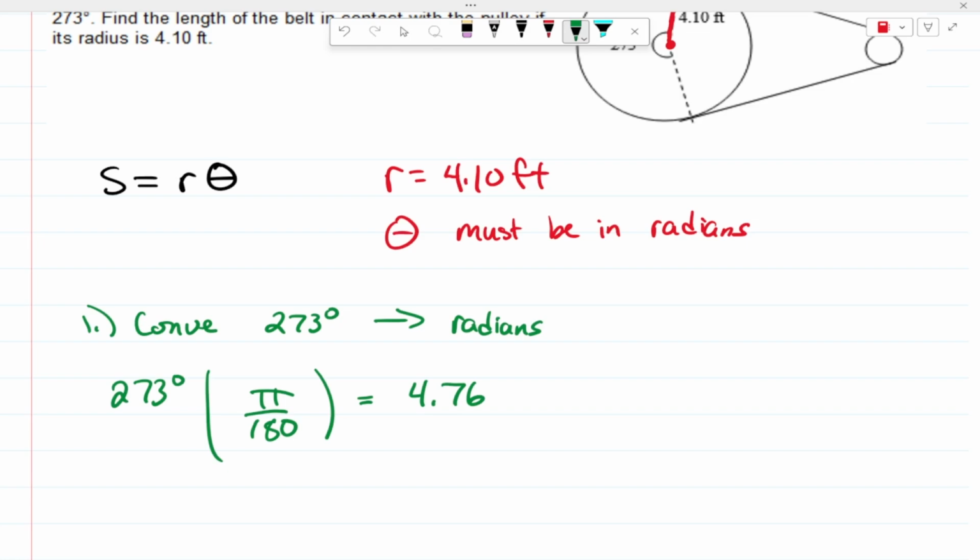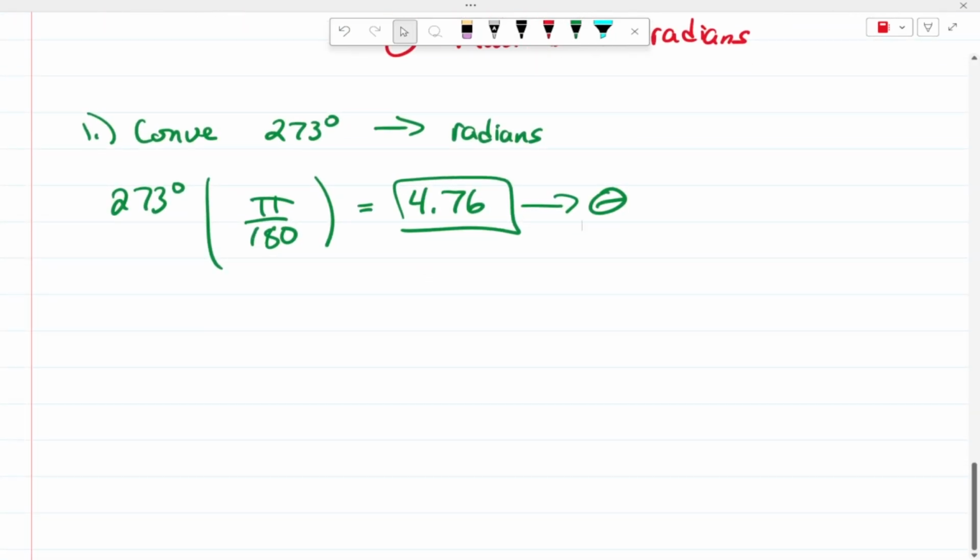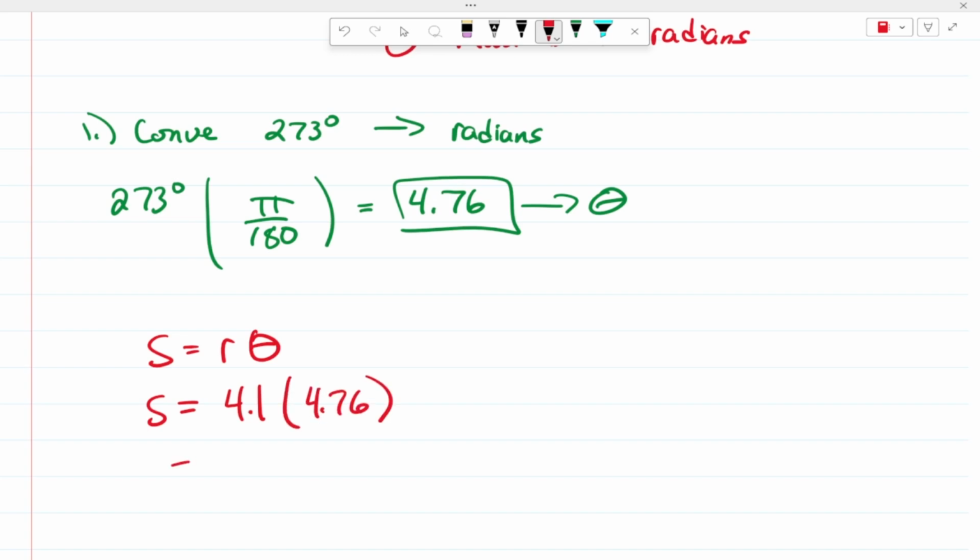So from here, all we have to do is just substitute theta into our formula. Even though this problem looked very difficult initially, it's actually very simple. So s is going to equal r times theta, which is s equals 4.1 times 4.76, which is 19.5. And since we're measuring arc length, this is going to be feet.